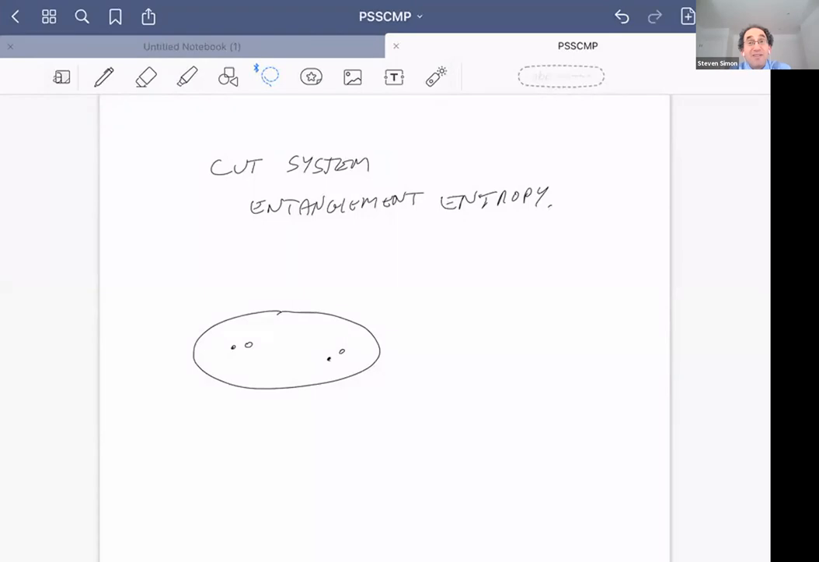These are not virtual particles, these are real particles. Maybe this would clarify: you actually put in energy, so these are not virtual particles, these are real particles. Great.